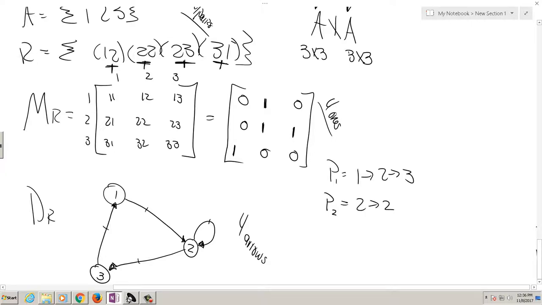2 to 2. And so as we said, paths have length. What is the length of this first path? 2. And the length of the second path? 1. Cycles. Let's see if we can find a cycle.